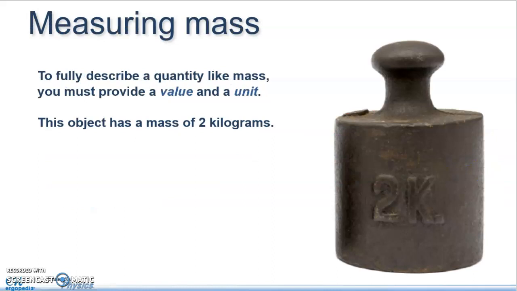All right, so when we measure mass, we have to have a value and a unit. For example, here this object has a mass of 2 kilograms. So the value is 2, the unit is kilograms.